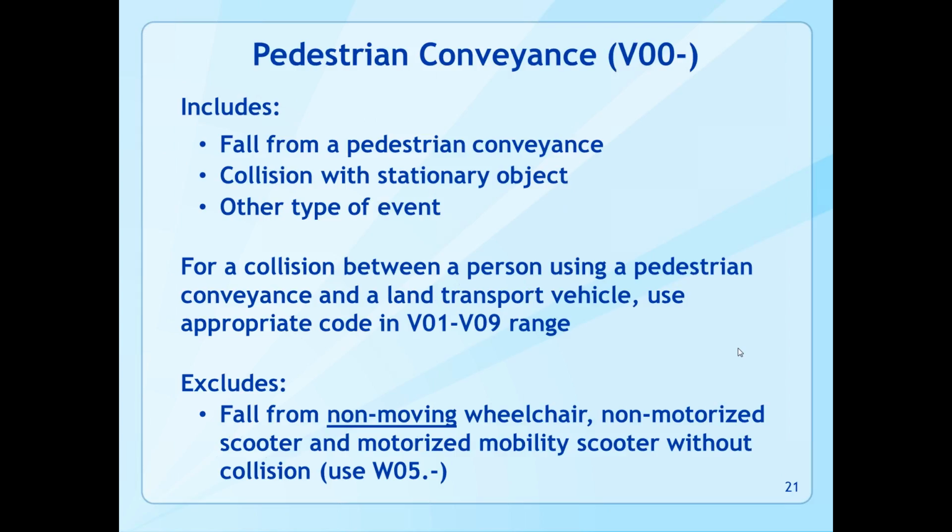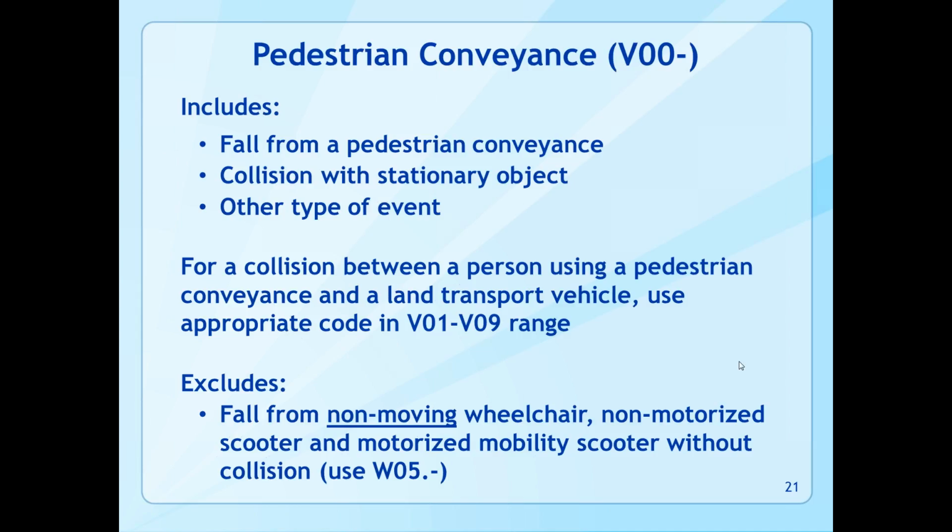So in general, if it involves a person on a pedestrian conveyance who's injured, but the event does not involve a collision with another vehicle, the code range to look at is V00. The V00 codes include falls from the pedestrian conveyance, events where a person on a pedestrian conveyance collides with a stationary object, and other types of events that don't involve collision with another vehicle.